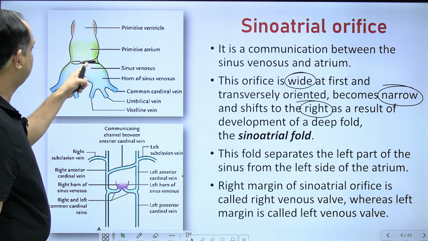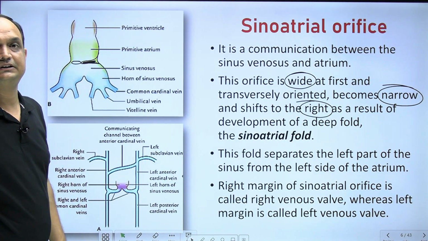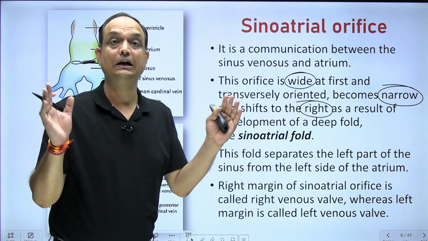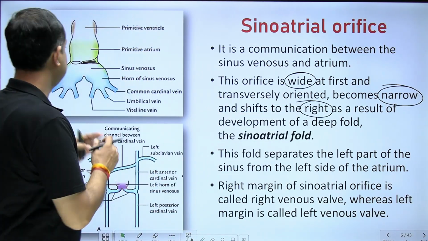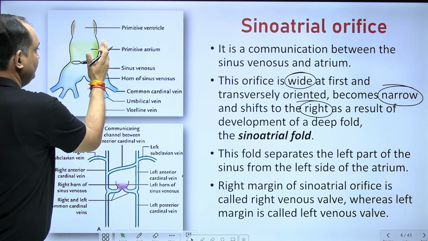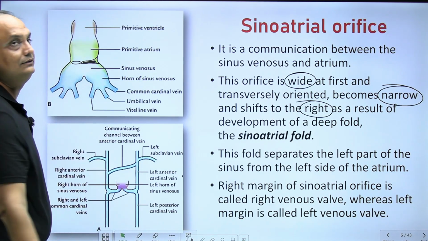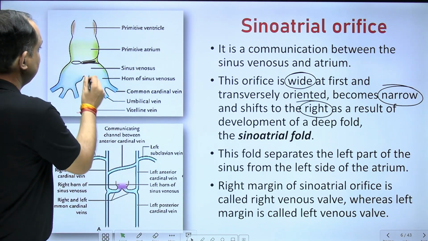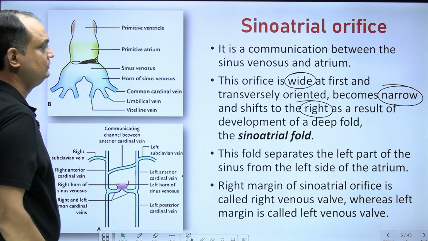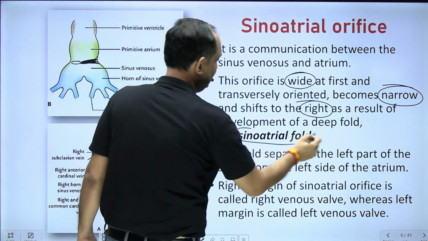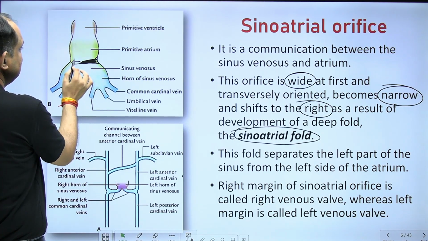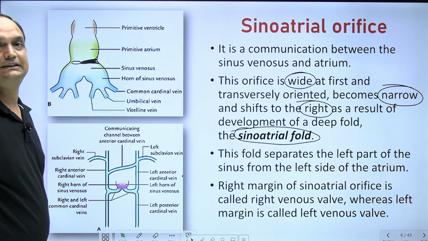So the shifting of the opening towards the right side. This is the important thing, that when we are talking about the narrowing of the canal, this canal is not narrowing from both sides, it is narrowing from one side only, that is from the left side. And this projection, which is projecting from the left to right, is known as the sinoatrial fold, and with the help of the formation of the sinoatrial fold, your canal is now shifted to the right side.